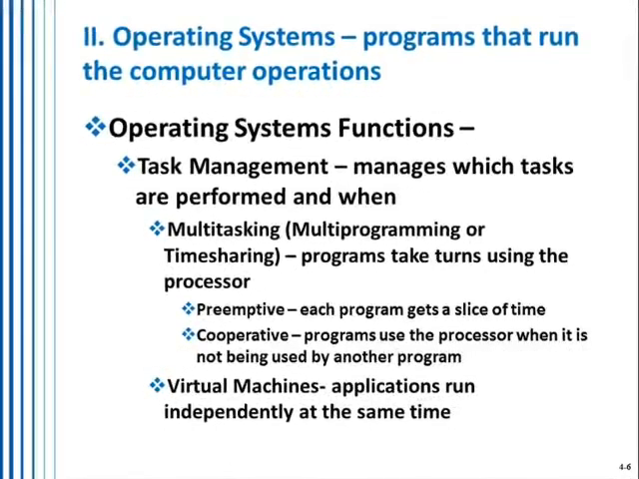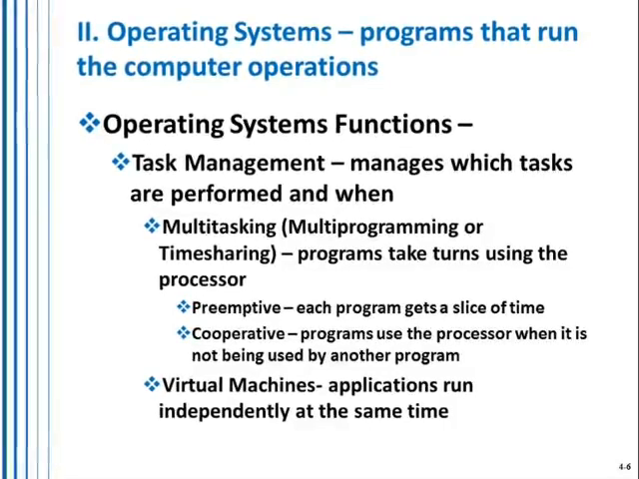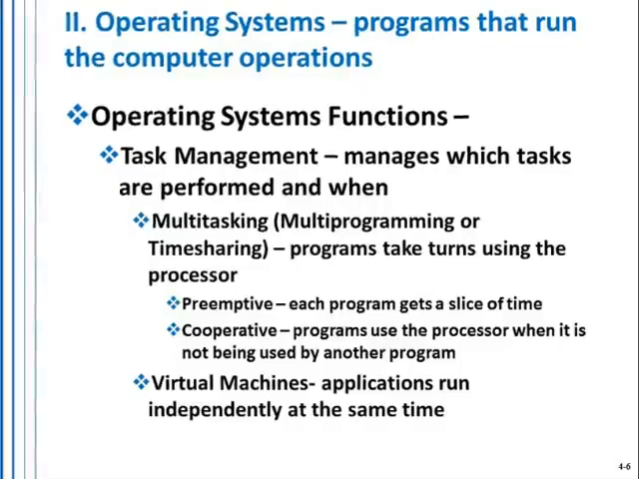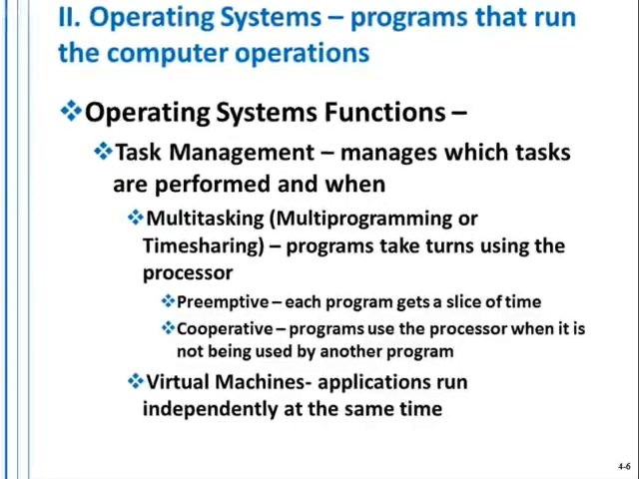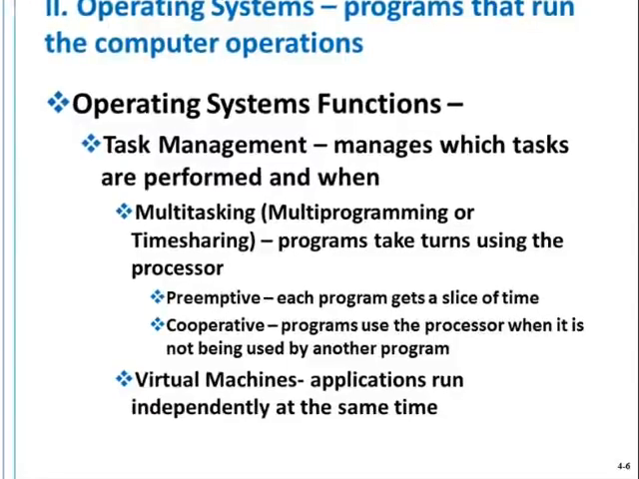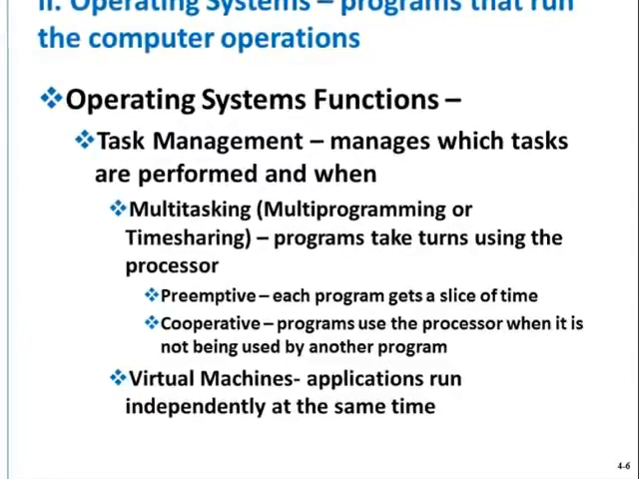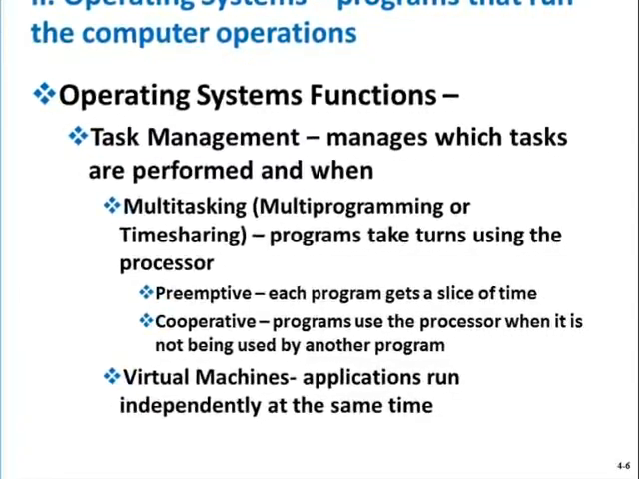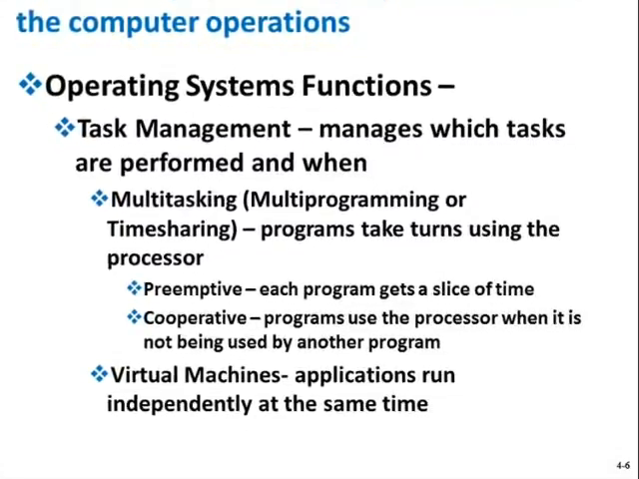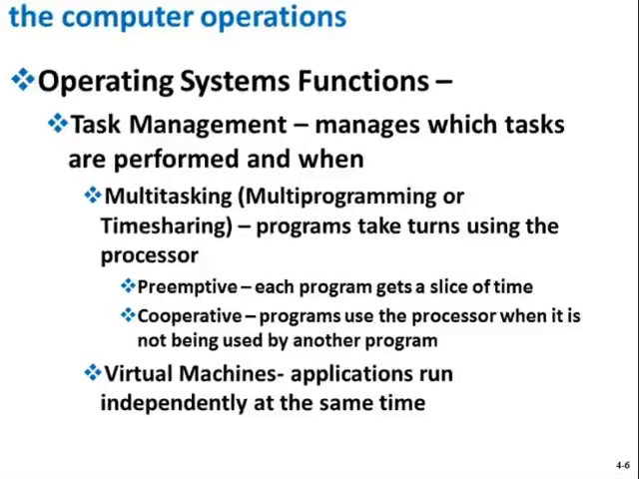Another task of the operating system is task management, which allows multitasking, or the ability to share programs, have them open at the same time, and switch between them. There's two different methods of multitasking. One is called preemptive, where each program gets a slice of the time, and the other is cooperative, where programs use the processor when it is not being used by another program.